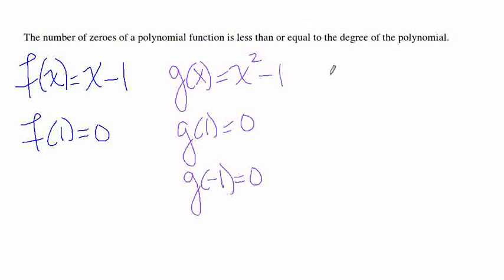Now let me repeat that the number of zeros does not always equal the degree of the polynomial. For example, look at the function h. That is a polynomial function of degree 2, and it has no zeros. So the number of zeros can be less than the degree of the polynomial for a polynomial function.